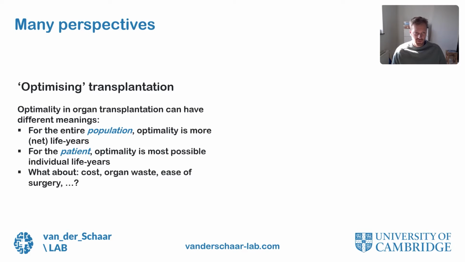So we can take many perspectives to optimality in an organ transplantation setting. First of all, we can take a population's perspective, saying that optimality is more net life years gained throughout the organ transplantation process. We could also take an individual patient's perspective, saying that whenever we receive an organ, we want to maximize our life years individually. There are other perspectives like what does it cost to transplant an organ? We want to minimize organ waste. We want to maximize the ease of surgery, etc.